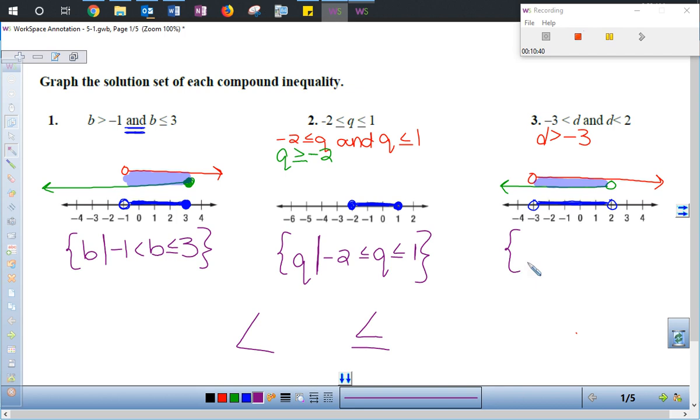So the set of all d's such that, and again, to write this in set builder notation, start with the lowest number, so -3, end with the biggest number, 2. The variable goes in the middle, d, and our symbols must always point to the left. So we're either going to use less than or less than or equal to. Since these are both open dots, both of my symbols will be less than. Now again, to read this, we read it just like we have it up here: the set of all d's such that d is greater than -3 and d is less than 2.